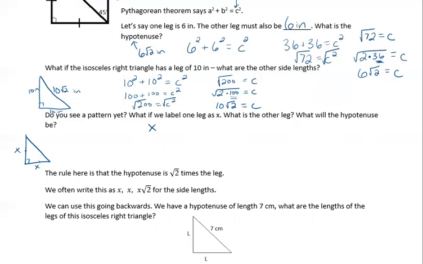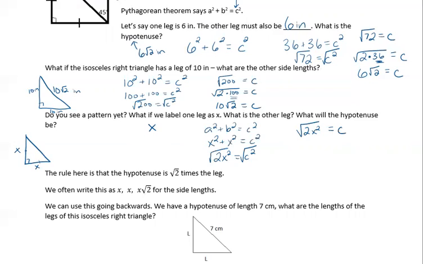We would have A squared plus B squared equals C squared. C squared is our hypotenuse, but A and B are our legs of X and X. So we have X squared plus X squared equals C squared. If we add 2 x squareds together, it's just 2x squared equals C squared. And I can take the square root of both sides to try to get C by itself. So I have the square root of 2x squared equals C.